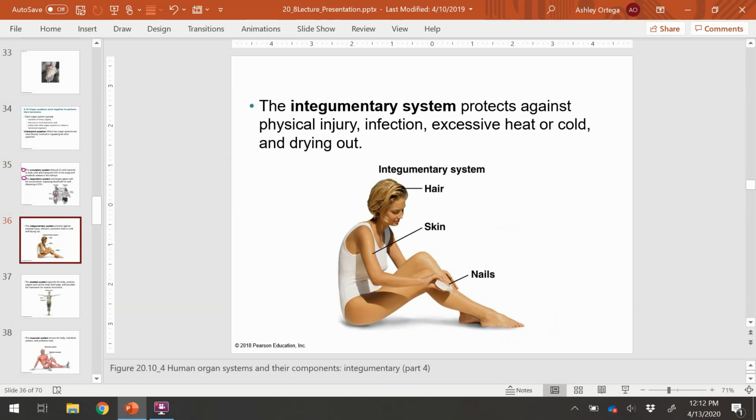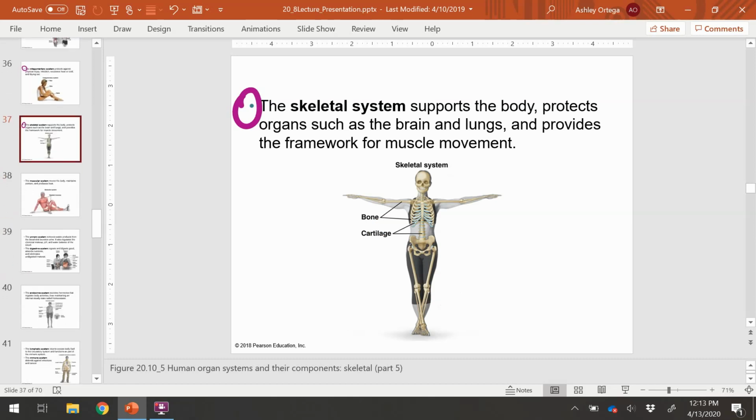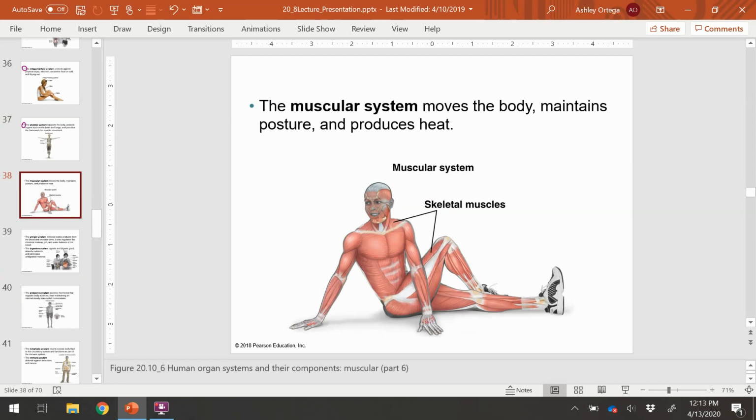They have the integumentary system, which is our skin. It protects against physical injury, infection, also helps with maintaining our body heat, so excessive heat or cold from the outer environment and from us drying out in terms of our soft inner body cells. Then next is our skeletal system that supports the body, allows for movement, protects organs. Our muscle system, which moves the body, maintains posture, also produces heat.